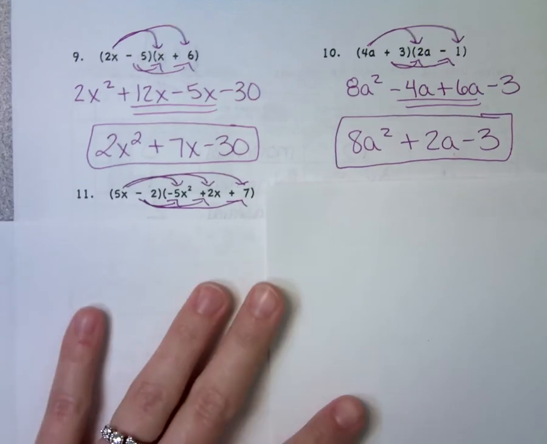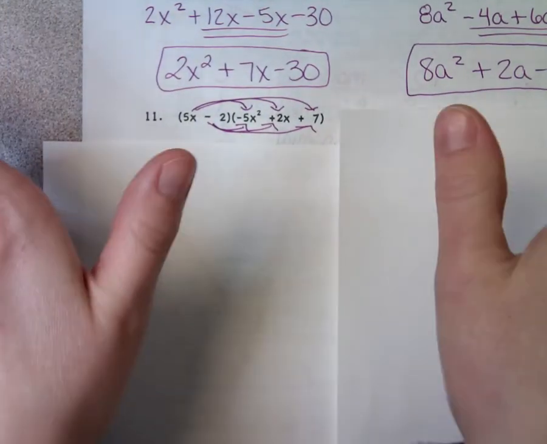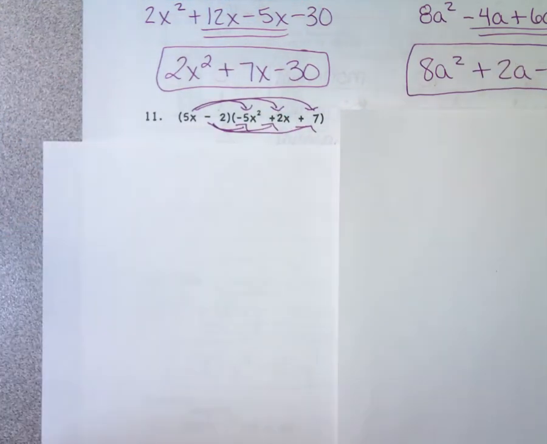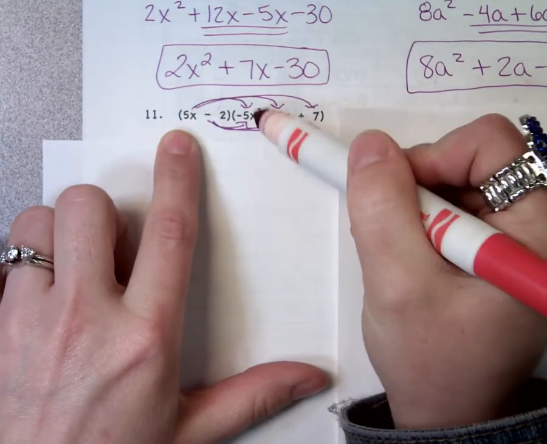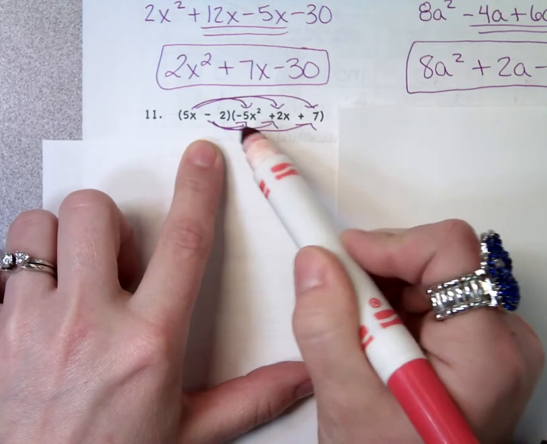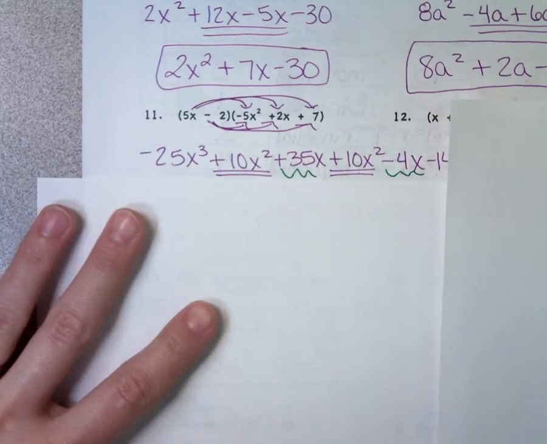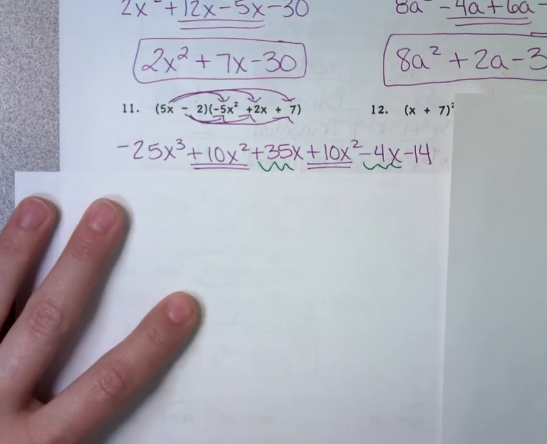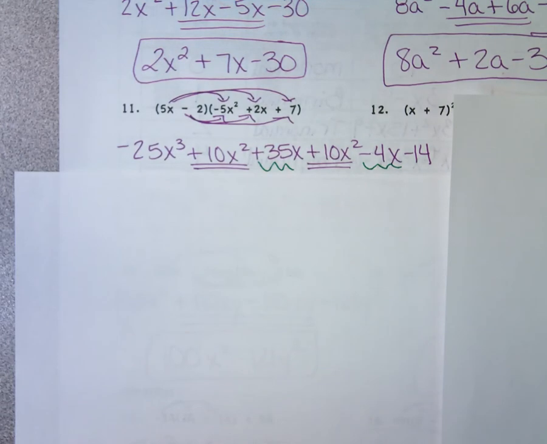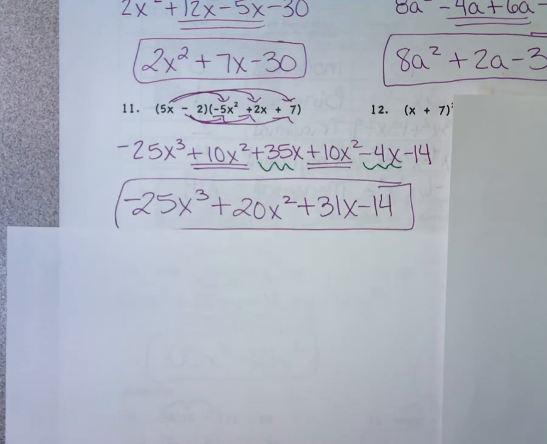Okay, number 11. I can see that my parentheses are smushed, so I know I'm multiplying. And so I'll distribute the 5x with everything, and then I'll distribute the negative 2 with everything. When I do that, I get this long stretch here. And then I just start combining like terms. And when I combine like terms, this is my final answer. And I always put highest exponent to lowest if I have the opportunity to do that.